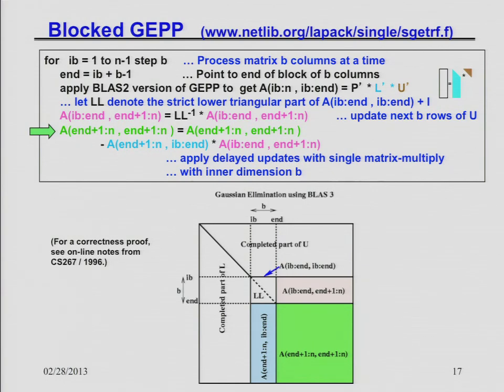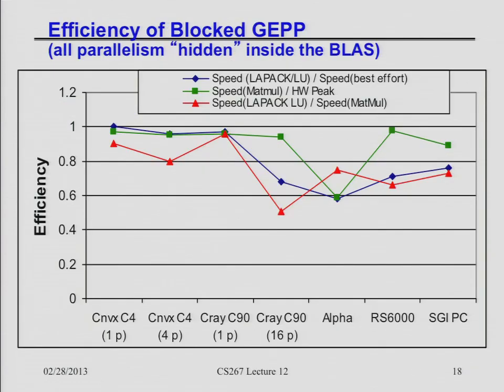So it's the same operations. So let me show you some performance data now. This, as I said, doesn't hit the lower bound, but it's a heck of a lot faster than the previous algorithm. Here's some rather old performance data on some old machines, but let me show it to you anyway. This is comparing the speed of the algorithm I just showed you to several benchmarks.